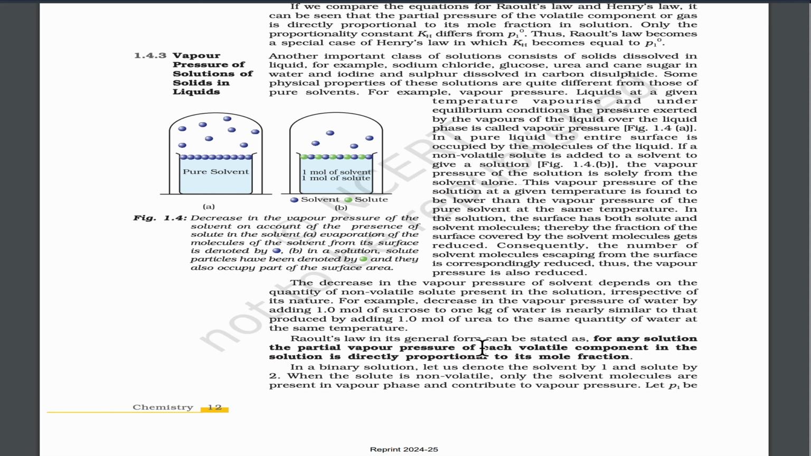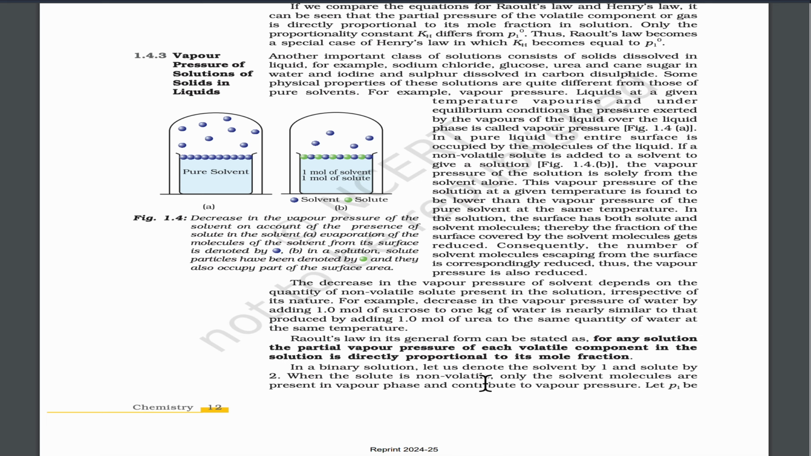Now, Raoult's law in its general form can be stated as: for any solution, the partial vapor pressure of each volatile component in the solution is directly proportional to its mole fraction. So this is another question, where the general form of Raoult's law could be asked. Until now we saw that partial vapor pressure is directly proportional to mole fraction. Now we are seeing that for any solution, each volatile component only is directly proportional to its mole fraction. That means for a non-volatile component, we are not saying that the partial vapor pressure is proportional to its mole fraction.